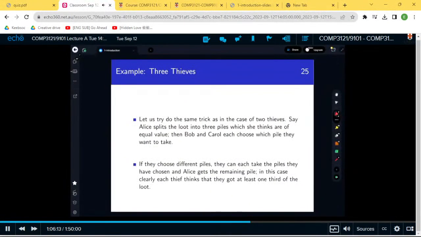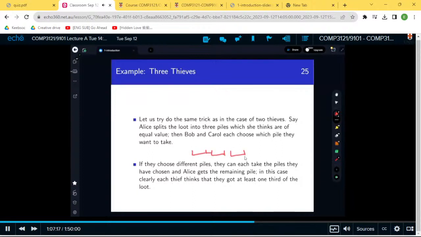So this describes the solution I just proposed, but I didn't give all the details. Alice splits the loot into 3 piles, which she thinks are of equal value. Then maybe Bob and Carol each choose which pile they want to take, but they could actually be smarter and divide these 2 piles again into different parts that satisfy them. So let's say the piles are fixed for now. If Bob's most valuable pile among the three is different from Carol's most valuable pile among the three, then I think we can satisfy everybody, because Alice gives us 3 piles.